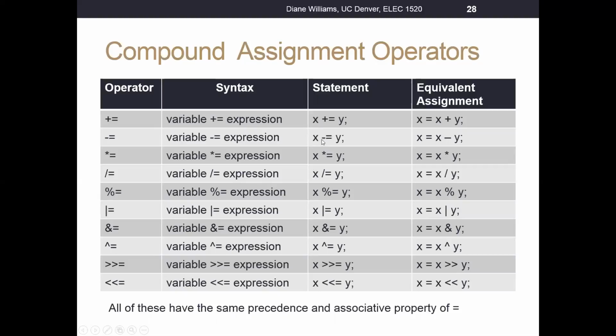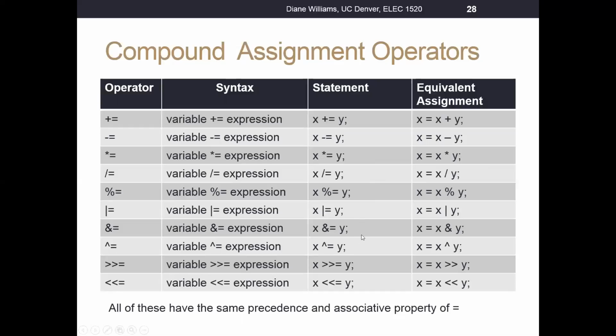X minus equal y will perform x minus y and then assign that back to x. X times equal y will perform x times y and assign it back to x. So it always changes the memory location of the variable here on the left. Divide equal, these are just shorthand ways of writing this. Write either technique that makes more sense to you. Most people don't use these in the beginning because they're not intuitive. We won't worry about these.